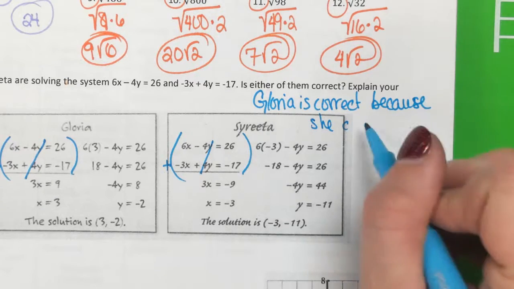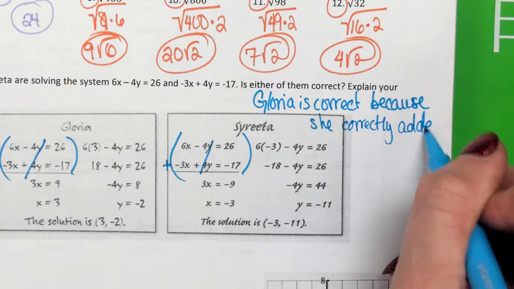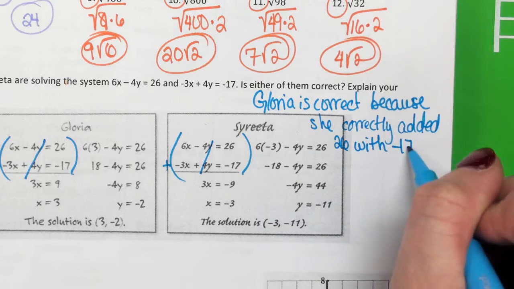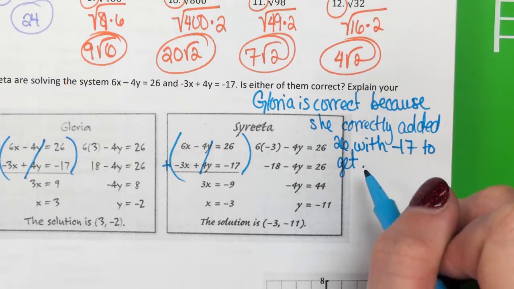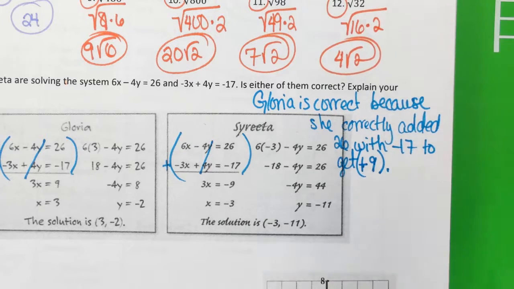She correctly added 26 with negative 17 to get what? Positive 9. Very good, very good. Alright, now, if you have 3 different colors, a pencil and 2 different colors, it might help you to see what's going on.